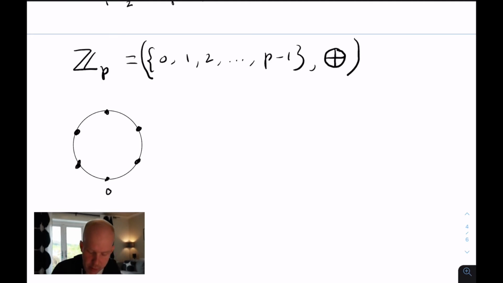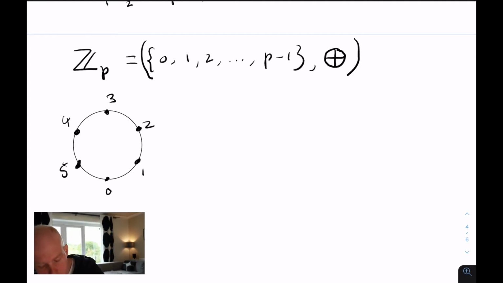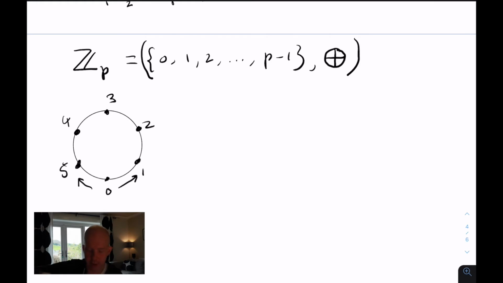So we have the 0, 1, 2, 3, 4, 5. And what we want to define is basically an operation such that when we move to the right or move to the left, we have this idea that you move back and forth.